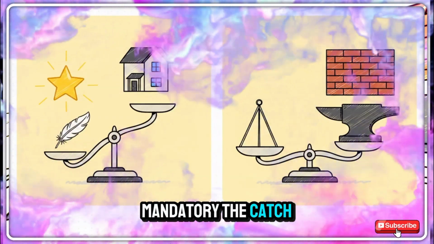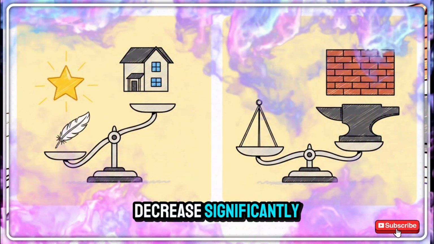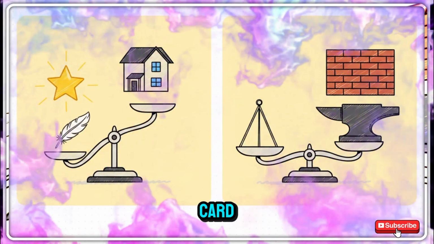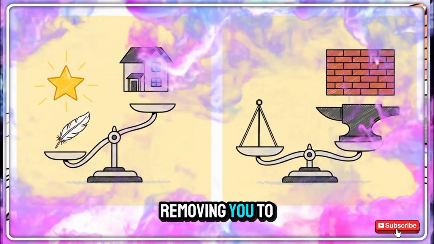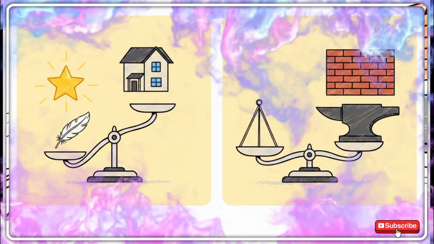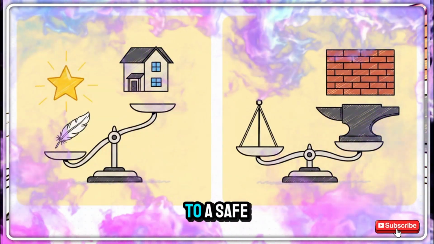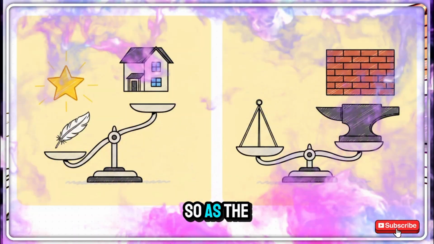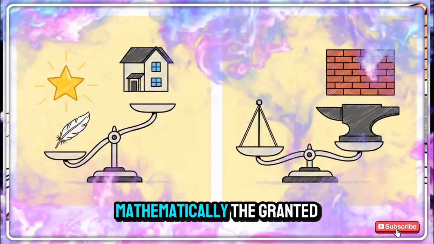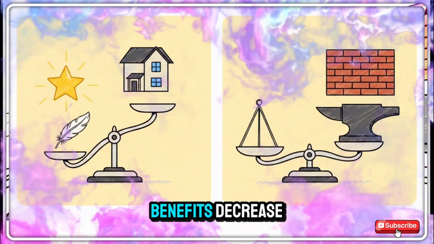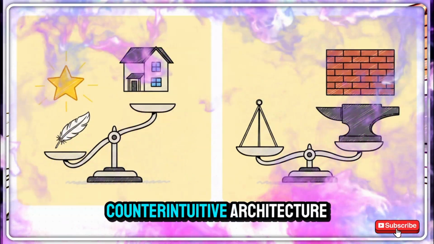The catch? The legal benefits decrease significantly. It doesn't give you a green card, it just prevents the government from removing you to that one specific dangerous country. You could still totally be deported to a safe third country. So, as the evidentiary burden increases mathematically, the granted benefits decrease. It's a totally counterintuitive architecture.